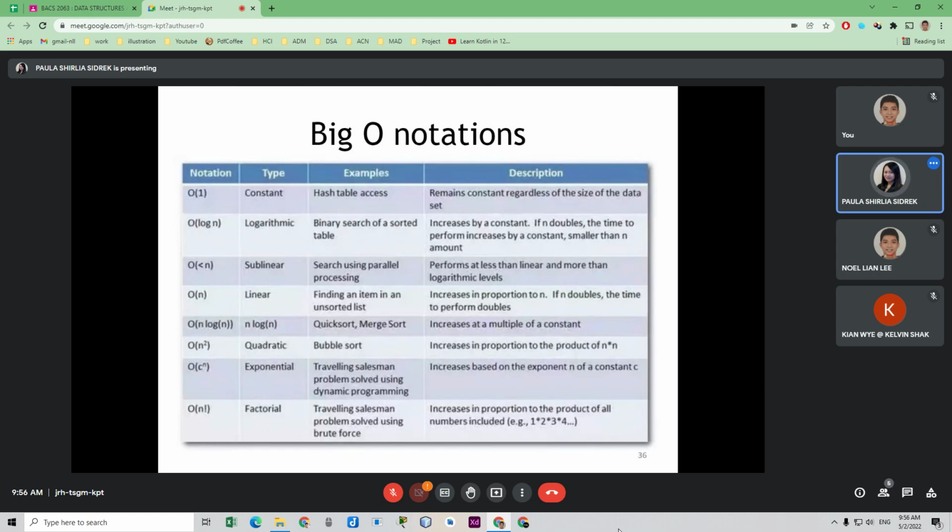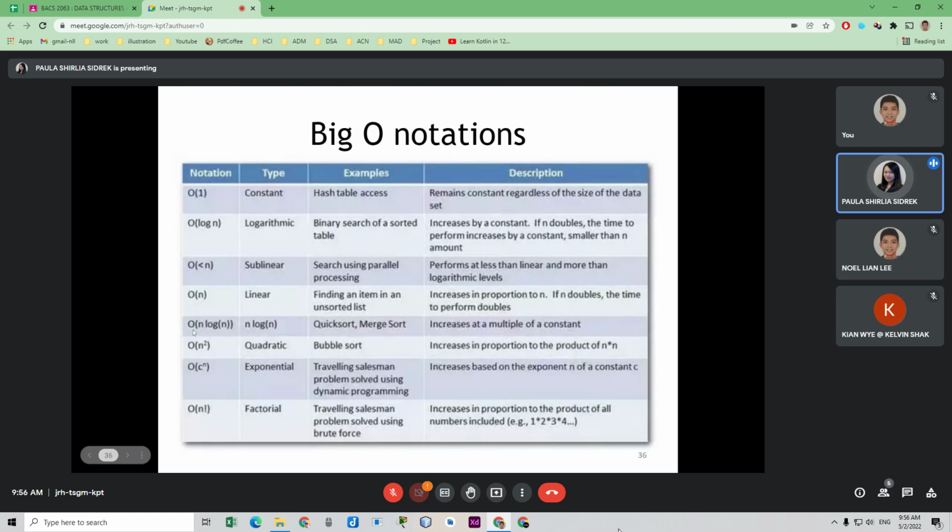O of 1, the type is constant. Like I said, 1 is always constant, or that value 2, 3, and 4, that is constant. O of log n, logarithmic, so that is representing log and a logarithm. And then O of less than n, that's sublinear, but we seldom see that. We always see O of 1, O of log n, O of n. That is representing a linear function. Linear means one after another.